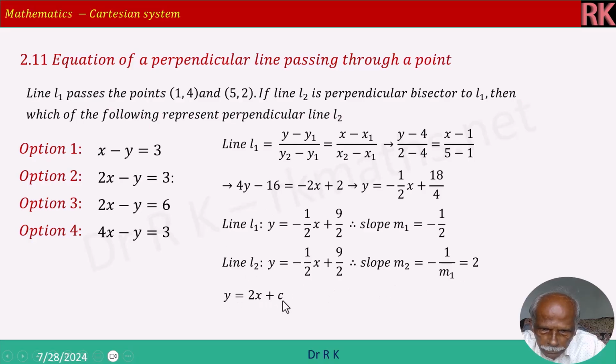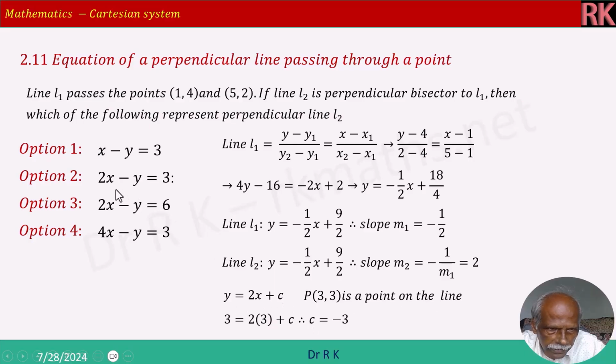y is equal to 2x plus c is the equation. We have to find the constant by substituting the bisector point on the line L1, which is (3, 3), which is the point on the line. So substituting, we get c is equal to minus 3. Therefore, y is equal to 2x minus 3. Rearranging, 2x minus y is equal to 3 is the equation. Option 2 is the correct answer.